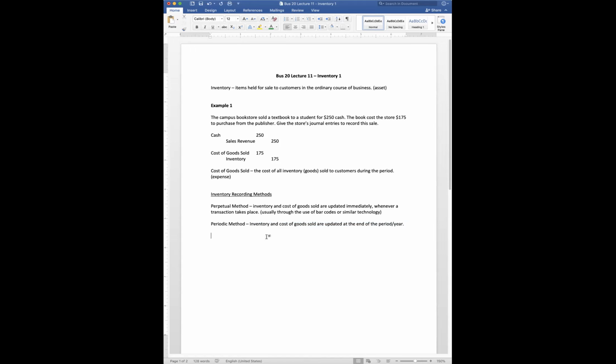Now, if we're not keeping track of cost of goods sold and inventory, we don't actually know what's in there. So we don't actually know how much we've sold. We don't actually know how much we have left in stock. Right? So this can be a problem. But this method is much, much simpler, and it's less expensive to implement.